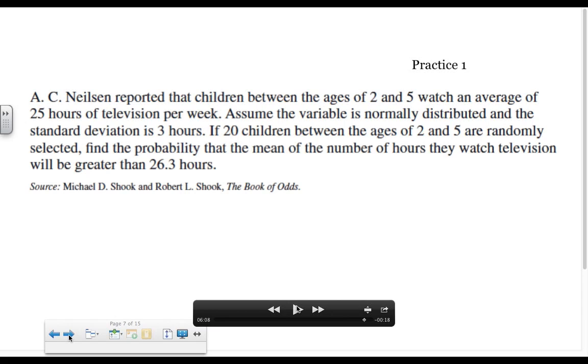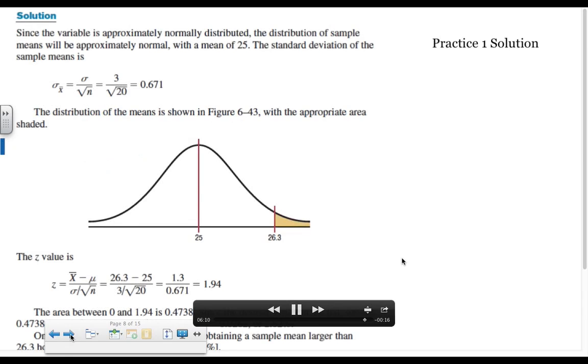It says A.C. Nielsen reported that children between the ages of 2 and 5 watch an average of 25 hours of television per week. Assume the variable is normally distributed and the standard deviation is 3 hours. If 20 children between the ages of 2 and 5 are randomly selected, find the probability that the mean of the number of hours they watch will be greater than 26.3. So let's look at the solution.